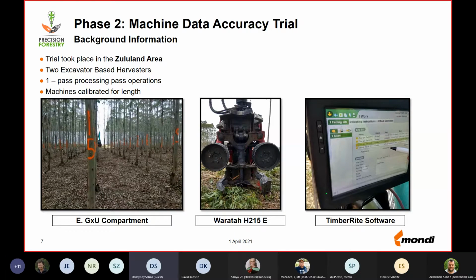So if you look at the site, this was a GXU compartment with an average tree volume of about 0.1 cubic meters. The harvesting head we used was a Waratah H215E, and the image on your far right shows you the Timbermatic software. This is what we use to create the production files and download them after the trial.